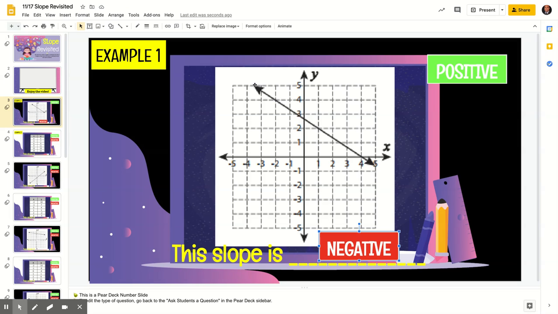How do I know? Reading from left to right, my cursor is going down. If I put a ball right here on the left side, it rolls down the hill because this is going down. We read left to right, so this graph is going down, or the slope is going down. Therefore, this slope is negative.